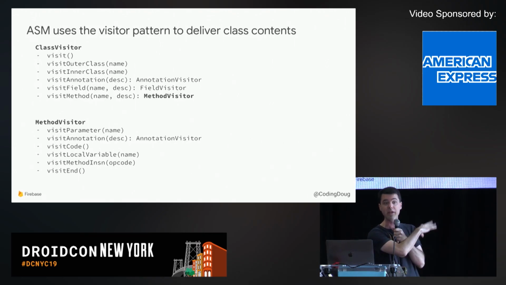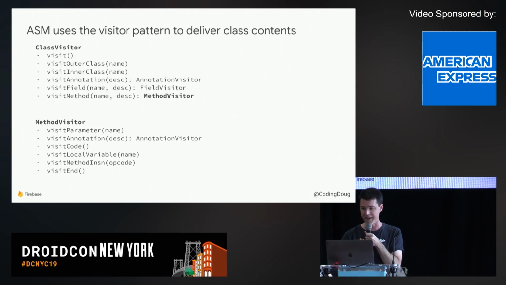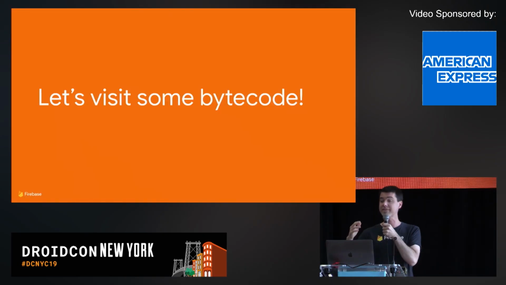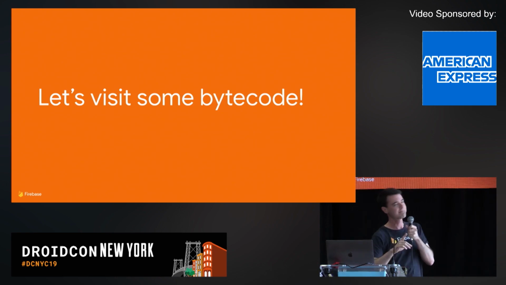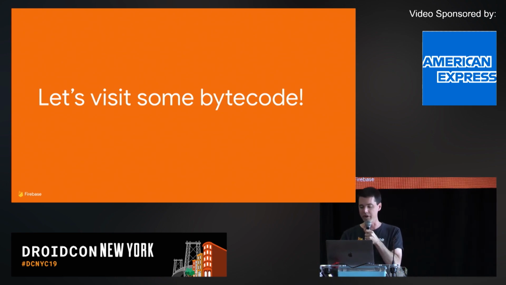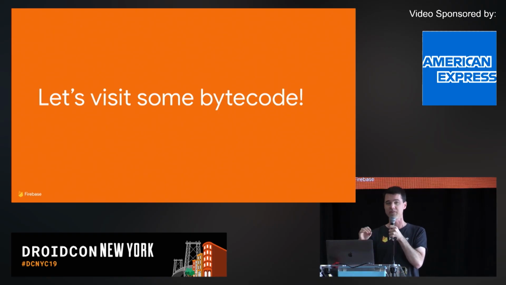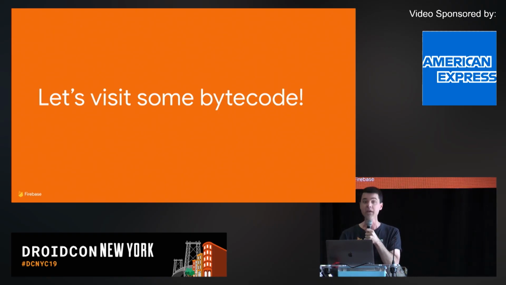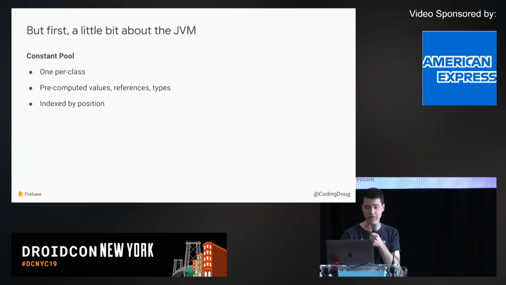So this is where the interesting stuff goes. This is where all the magic happens. So let's visit some bytecode. When we register a visitor, we're going to get notified of bytecode. But before we talk about bytecode, I want to do a little bit of review about the JVM. So if you haven't worked with the JVM, this is like a crash course in how it works generally. If you've worked with the JVM, this should be a good reminder.